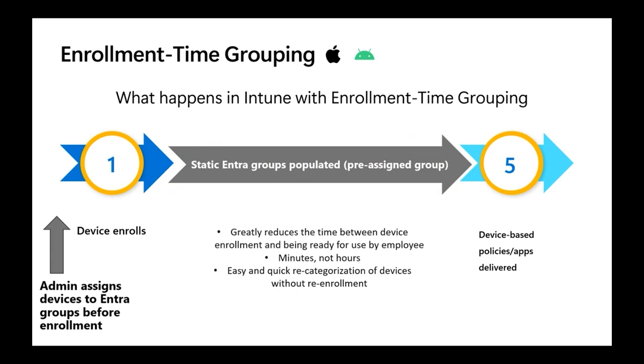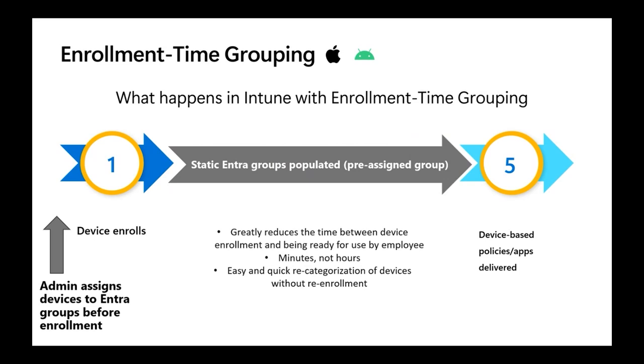Now, with enrollment time grouping, what happens is that you skip all of those steps in the middle. When you skip those steps, you also skip the latency associated with them, and that reduces the time between enrollment and being ready for use by your employee. So you can go from a matter of hours to a matter of a couple of minutes. I think in our testing, we generally see setup being completed in less than 5 minutes on average.